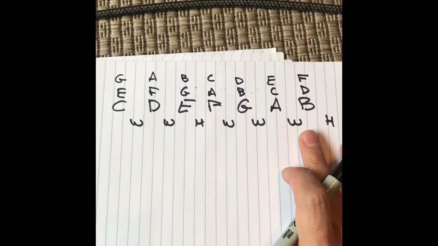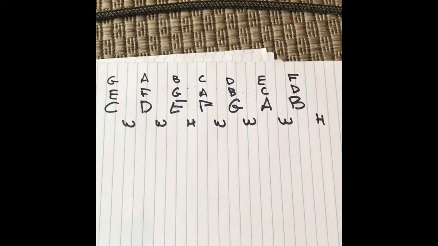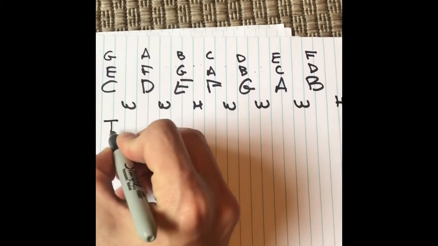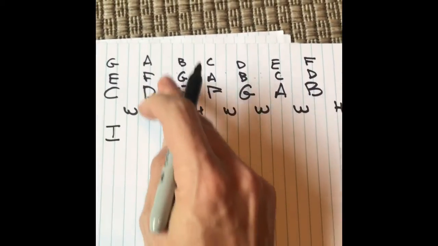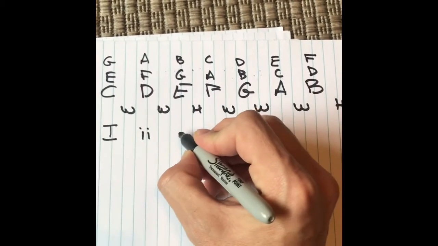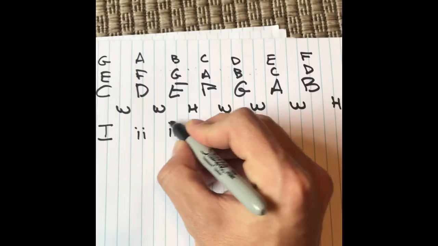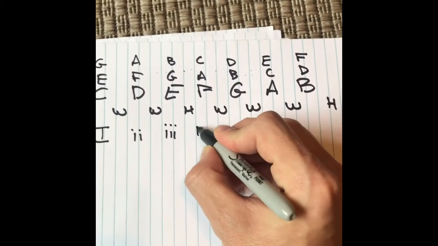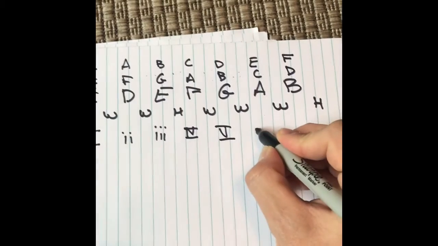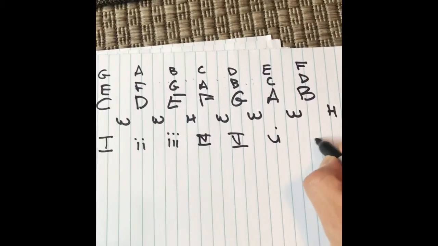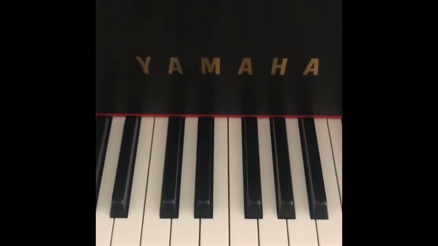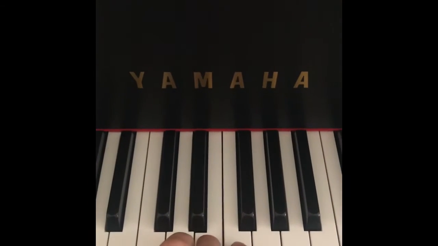And so generally these get represented using Roman numerals. C, E, and G makes a major triad, so we're going to give that an uppercase Roman numeral. D, F, A makes a minor triad, so that gets a lowercase Roman numeral. 3 is also minor. 4 is major. 5 is major. 6 is minor. And then 7 is diminished. So here are all the chords in the key of C major, right?